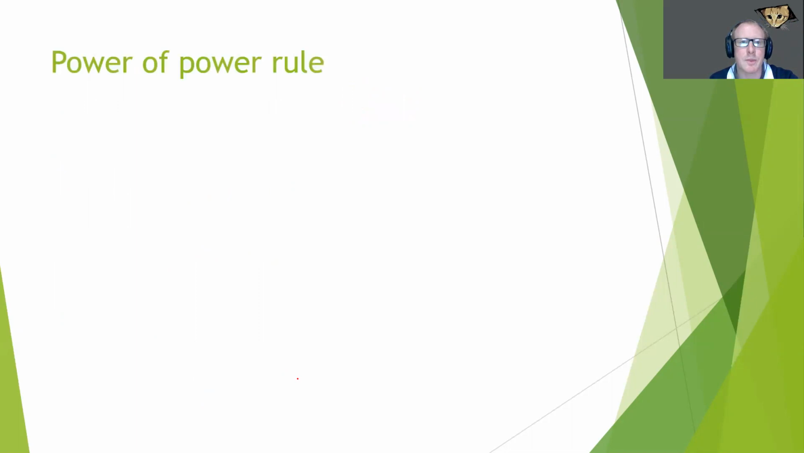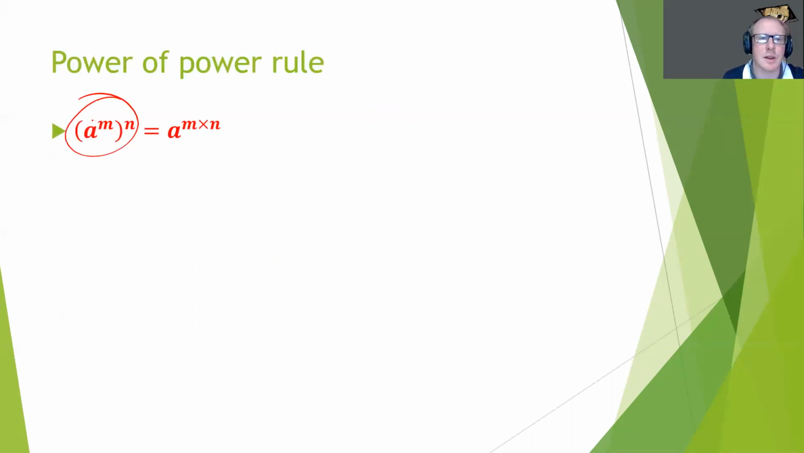I'll be moving on. Our next thing is the power of a power rule. So when we have this sort of thing, where there's an indice and a bracket and then another indice, all you need to remember is that we times our indices together, okay? If we imagine our rule where we have something like this, we know that we've got to plus the indices. So that's 5 plus 2, or 7.